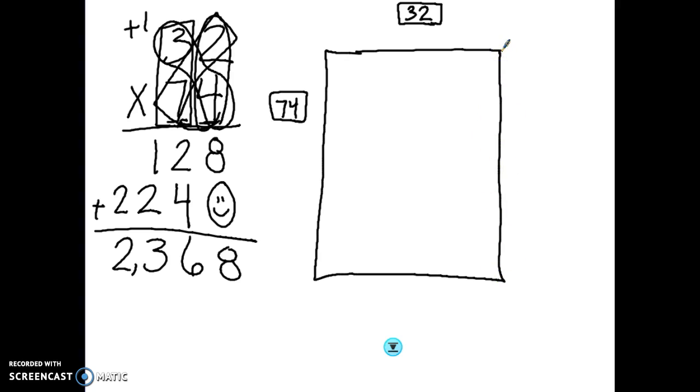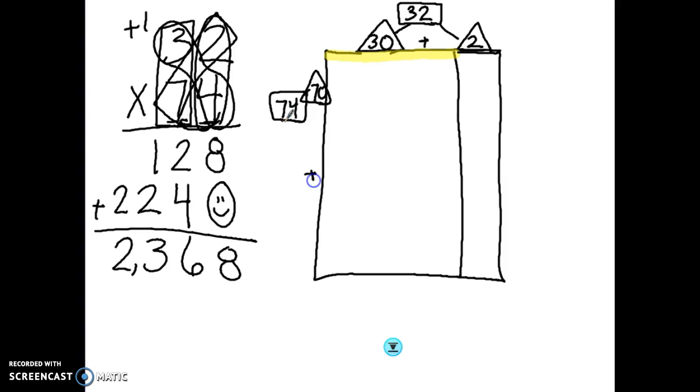Okay, so the first thing you do is you decompose your factors into unit form or expanded form. So this is 30 plus 2. And I'm going to draw a line down here to show that this piece is 30 and the other piece right here is 2. Now I decompose 74. I decompose that into 70 plus 4. Again, I draw a line to split it to show that this piece right here is 4 and this piece is 70.